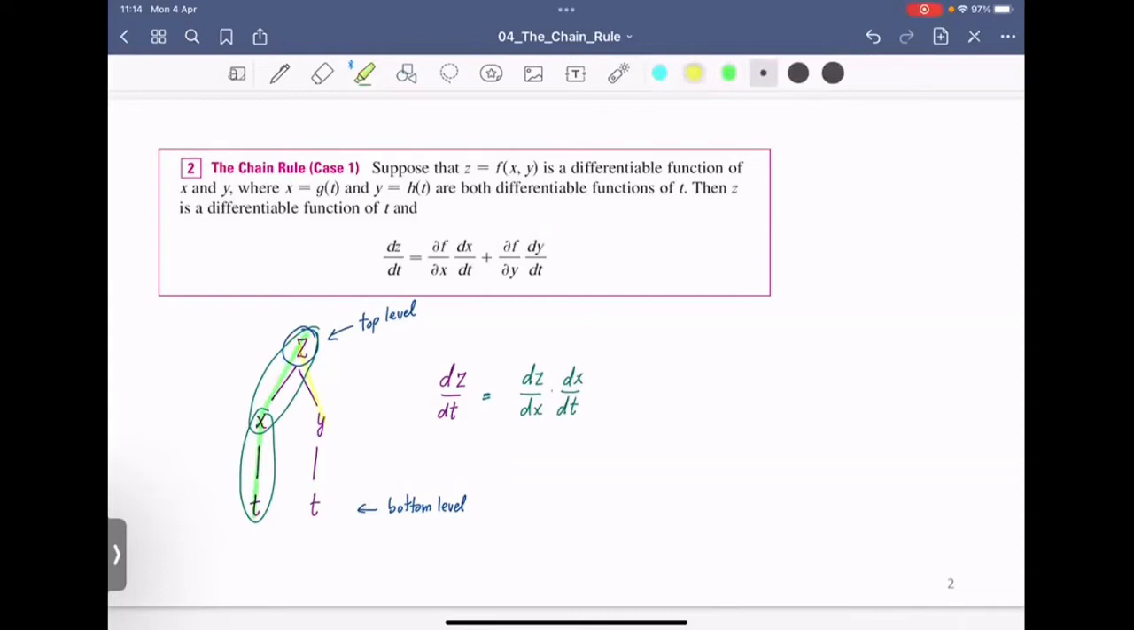And then let's do the yellow one. And then you add it up. The yellow one is going to be dc by dy times dy by dt. So you can start from this thing first.